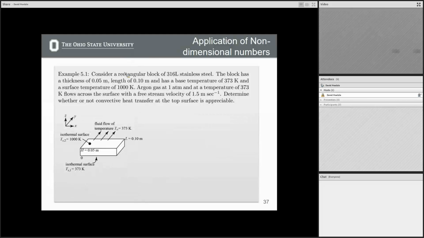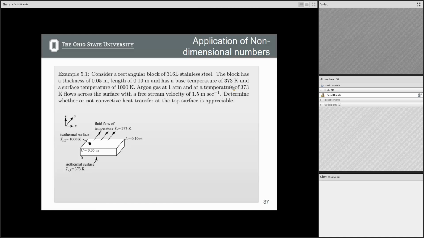So here's example 5.1. Consider a rectangular block of 316 stainless steel. We could, of course, put in our favorite material. This is a really common material to build from with powder bed fusion. So it considers a rectangular block. Thickness of 0.05 meters. Length of 0.1 meters. Base temperature of 373 Kelvin. So this is 100 degrees Celsius, right? This is a pretty common operating environmental temperature for powder bed fusion.